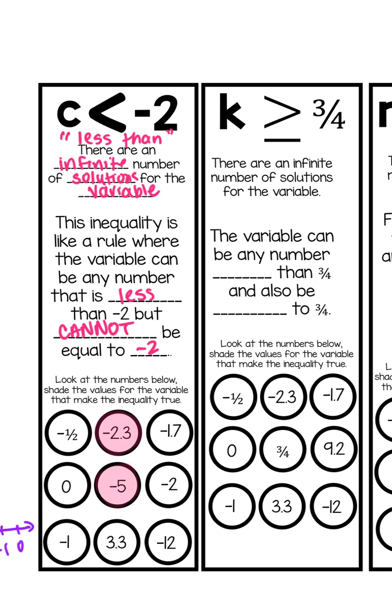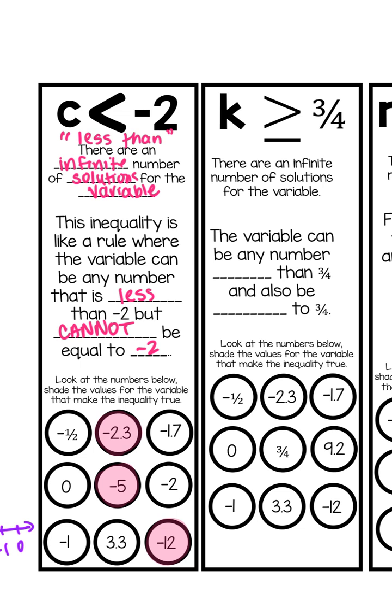What about -2? That is not a solution because that's not less than -2, that's equal to -2, so that is not a solution. What about -1? Nope, that is not less than -2. 3 and 3/10, that's positive, so that definitely cannot be smaller than a negative number. -12, yes, that is smaller than -2, so that is a solution.